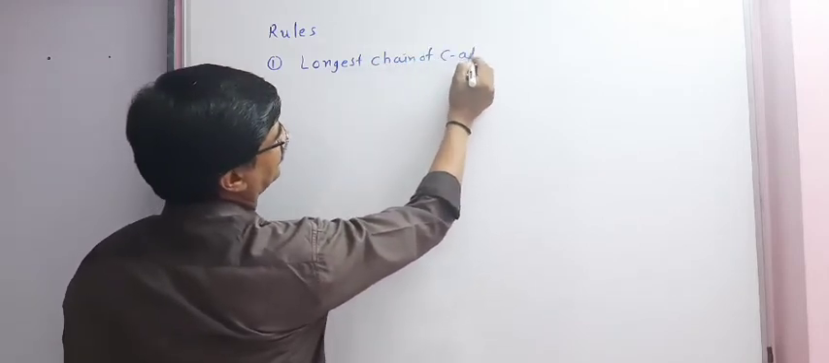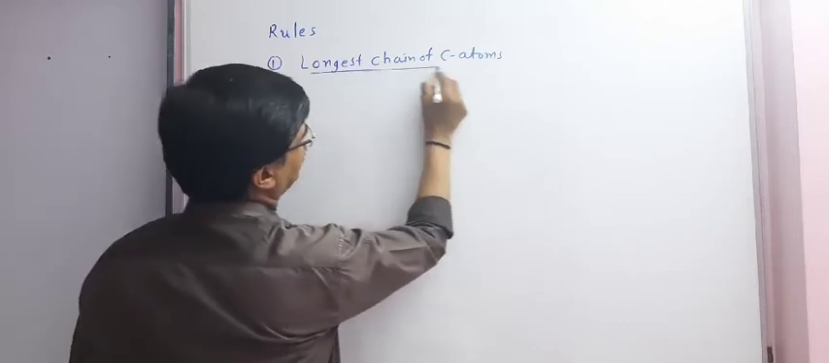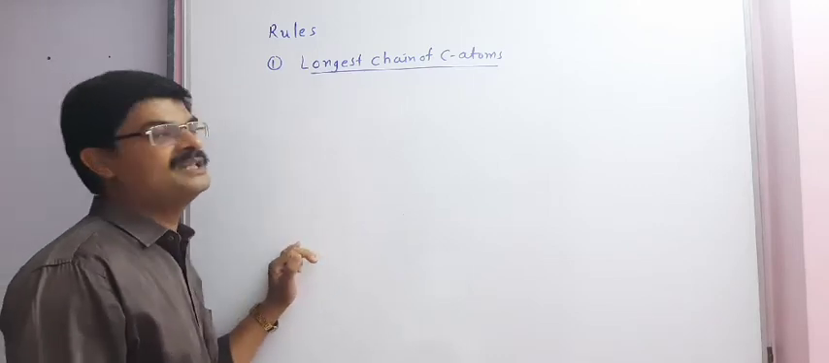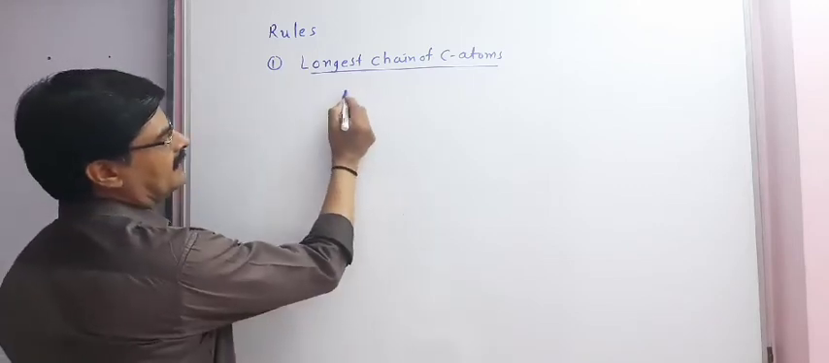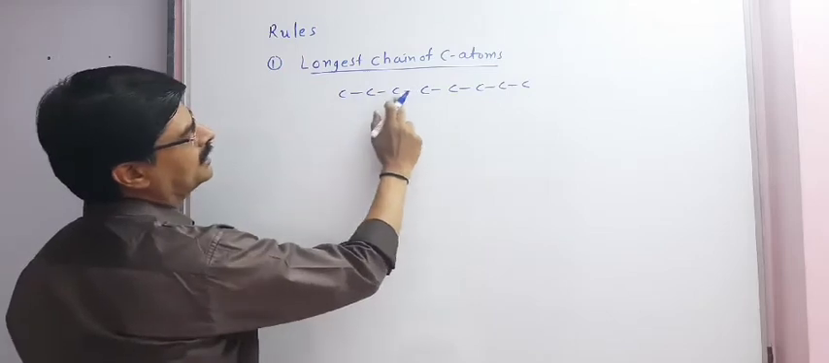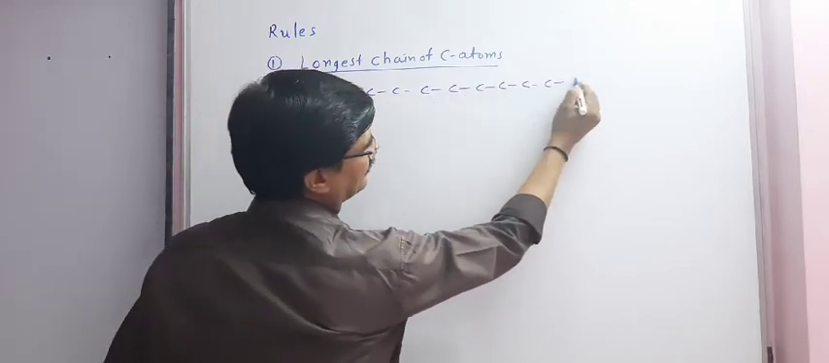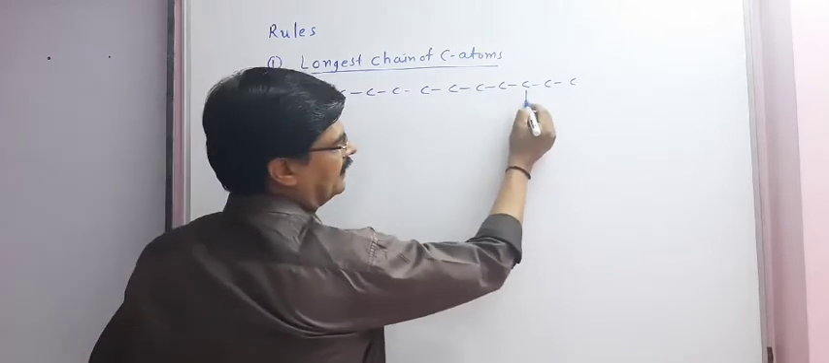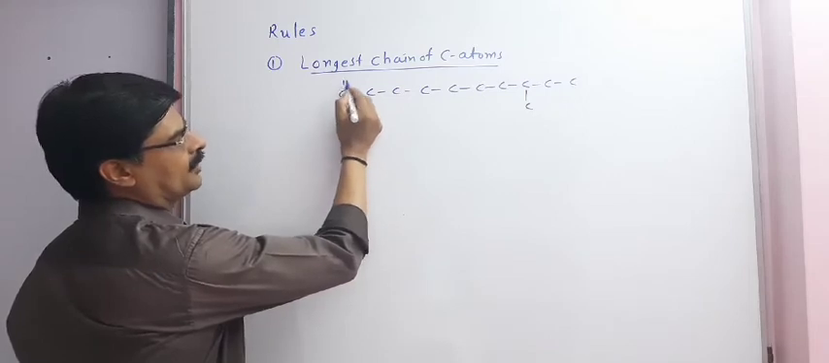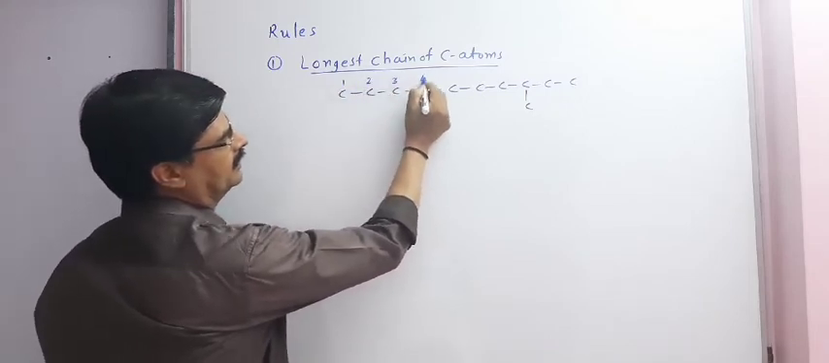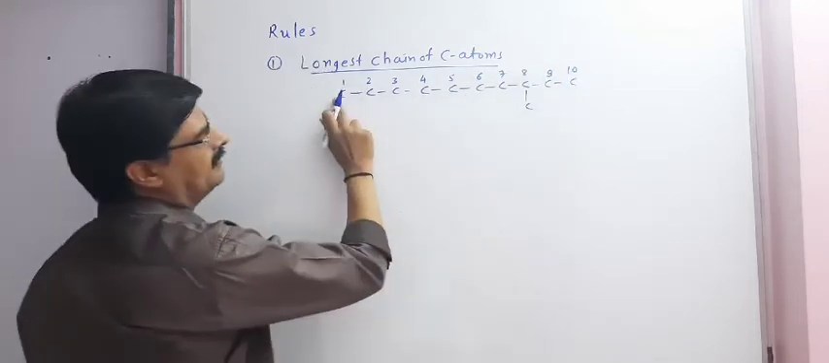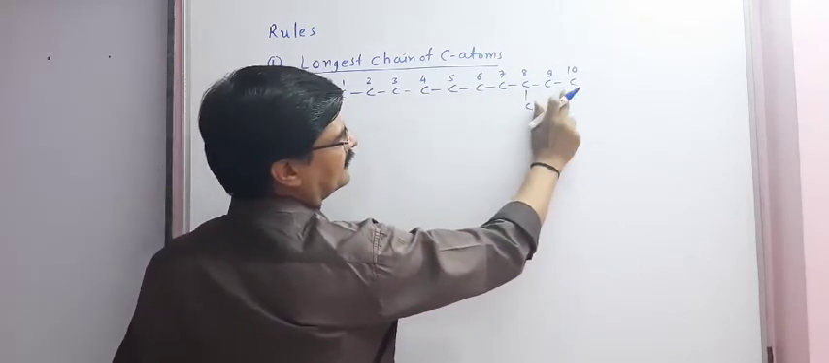of carbon atoms. By taking an example, we can understand the first rule, how to determine the longest possible chain of carbon atoms. Let's take an example of 1, 2, 3, 4, 5, 6, 7, 8, 9 and 10 carbons we have, and we have one more carbon as a substituent. So if we determine the chain by writing carbon number 1, 2, 3, 4, 5, 6, 7, 8, 9 and 10, we will get the longest possible chain for this compound.